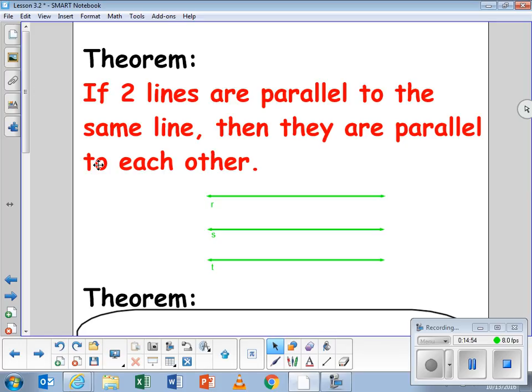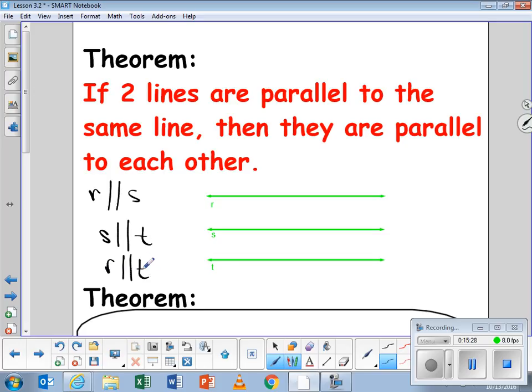So if I knew that R is parallel to S, and S is parallel to T, this kind of follows that common theme that we've had, a property about and a law about. If R is parallel to S and S is parallel to T, then what do you think is also true? R is parallel to T, that's correct.